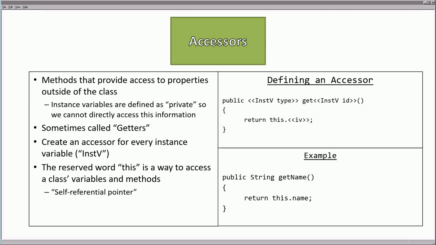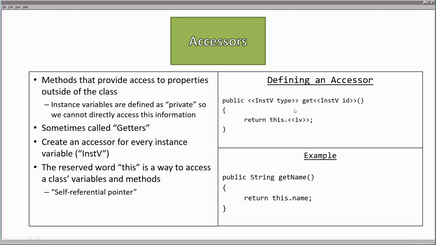Accessors are special kinds of methods that provide access to the properties from outside of the class. Now, as the instance variables are defined as private, we cannot directly access this information. In this way, we have to create methods in order to gain access to that data. Accessors are sometimes called getters. It's a good idea to create an accessor for every instance variable.